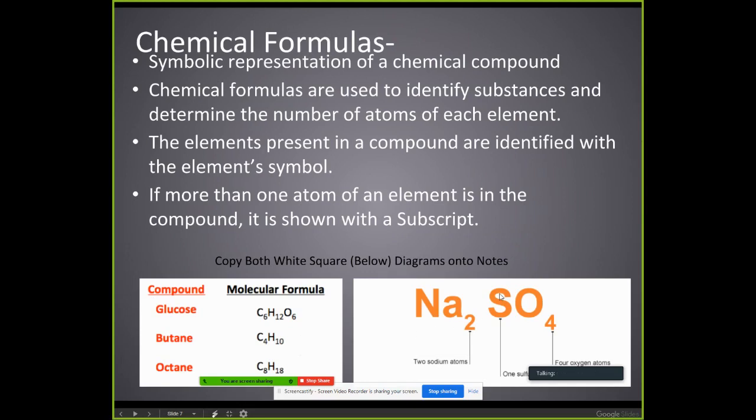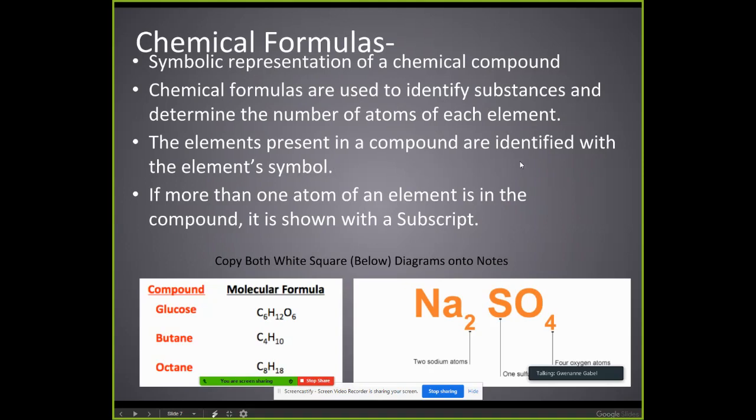All right. So now this is what we really have been talking about, chemical formulas. A chemical formula is a symbolic representation of a chemical compound. So we use our chemical symbols and numbers to represent those nice little pretty dots. Chemical formulas are used to identify substances and determine the number of atoms, which is what we've been doing.